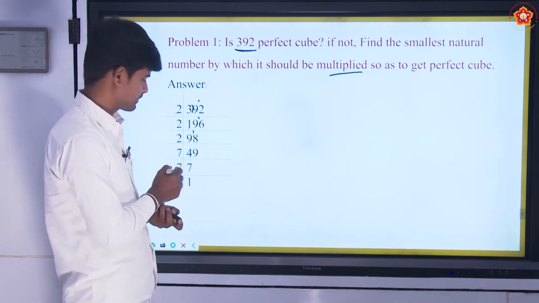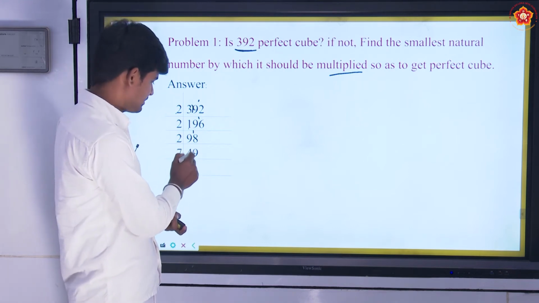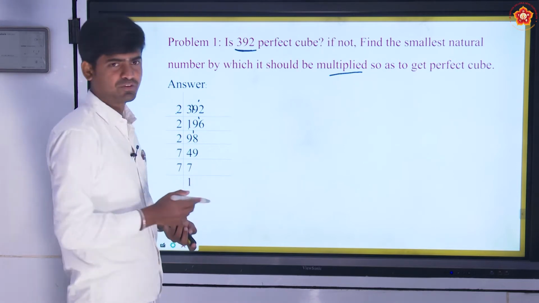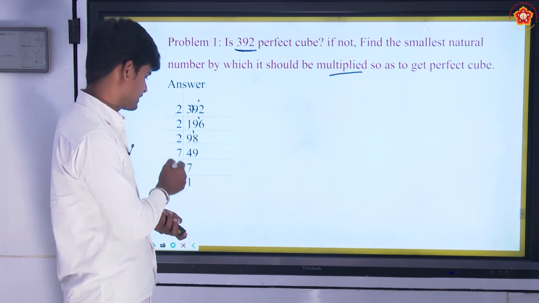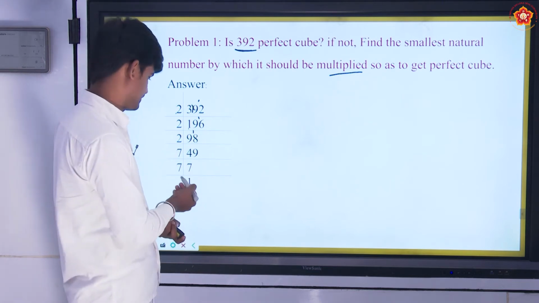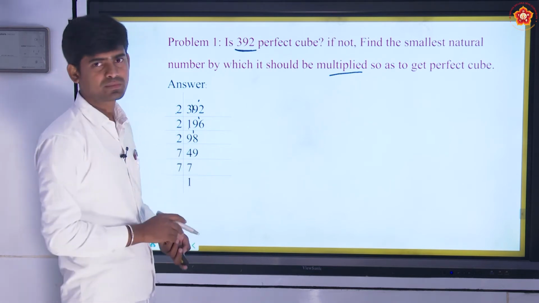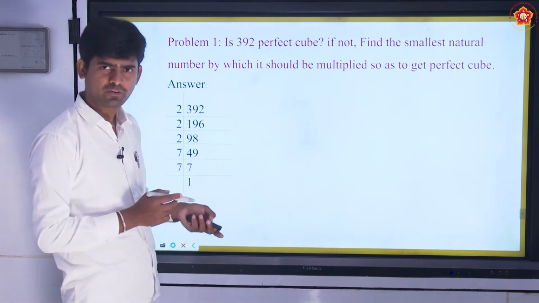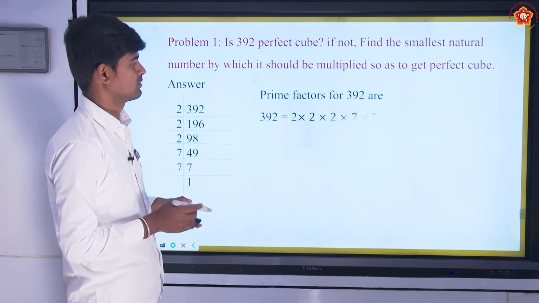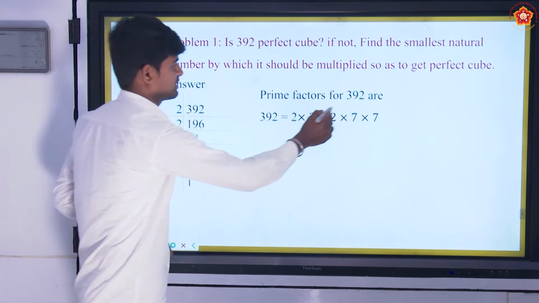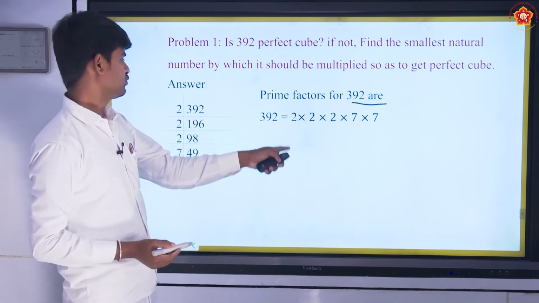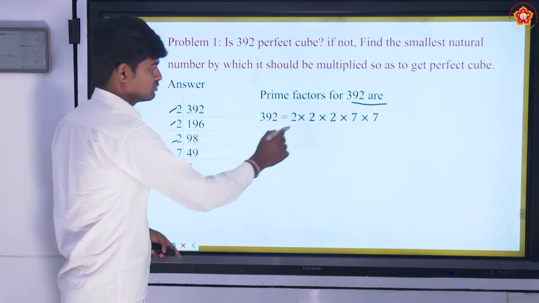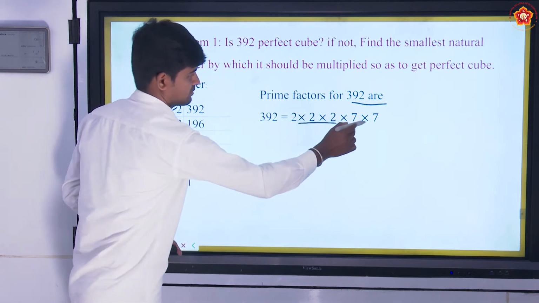We can take 3: 3 ones are 3, 3 sixes are 18, it is also not divisible. So we go to 7: 7 sevens are 49. Next, 7 ones are 7. From this we can identify whether it is a perfect cube. The prime factors of 392 are 2 into 2 into 2 into 7 into 7.